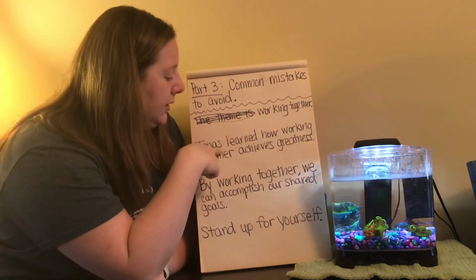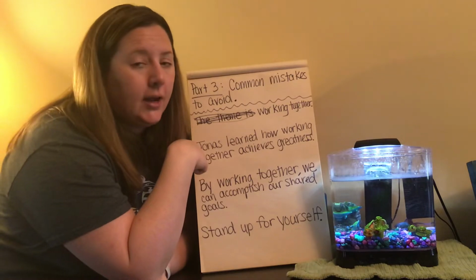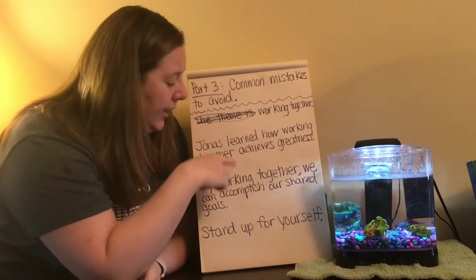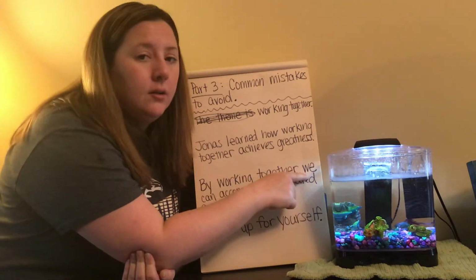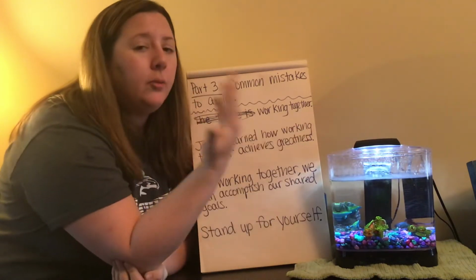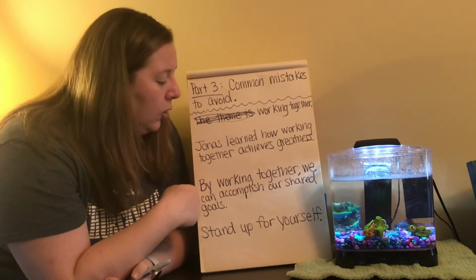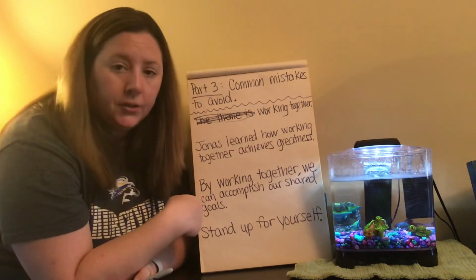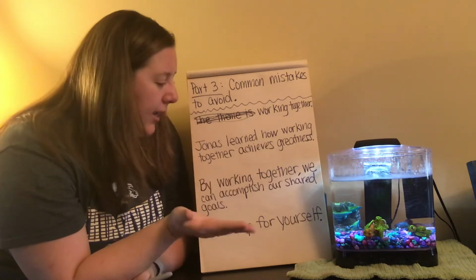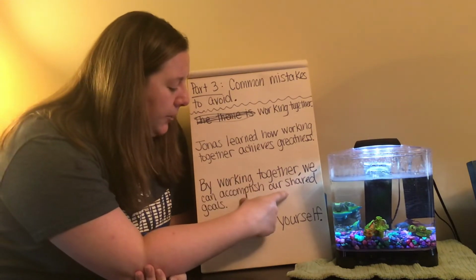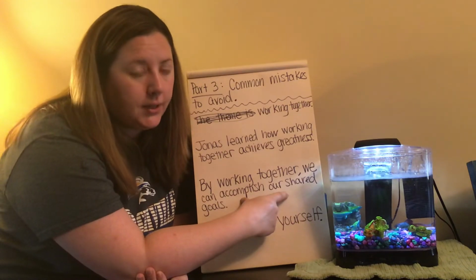But what's wrong here is that we used the character's name, so we didn't write it as a universal lesson. So I kind of fixed that here and took out Jonas and wrote we. And by we, I'm talking about everyone, including myself. So it says, by working together, we can accomplish our shared goals. Okay, so now we have an action and a result. We still have working together as the action and accomplishing our shared goals as the result.